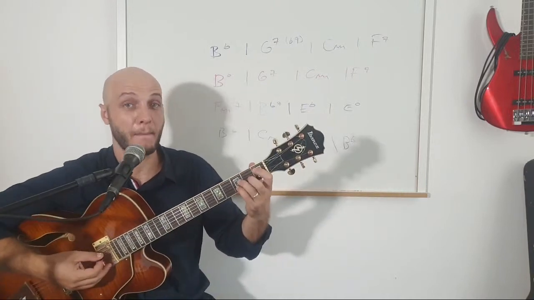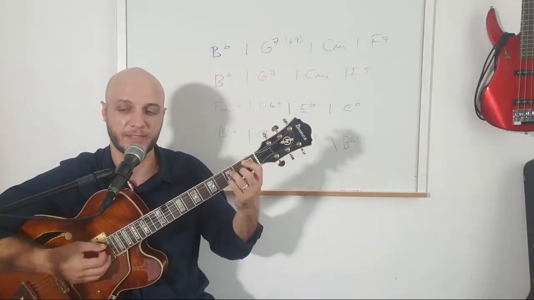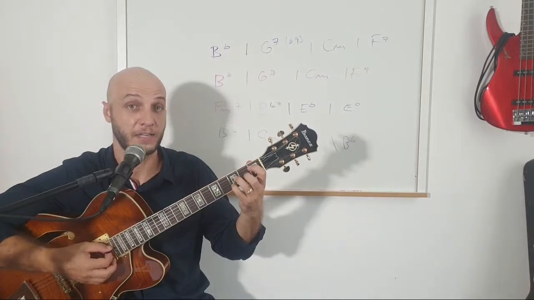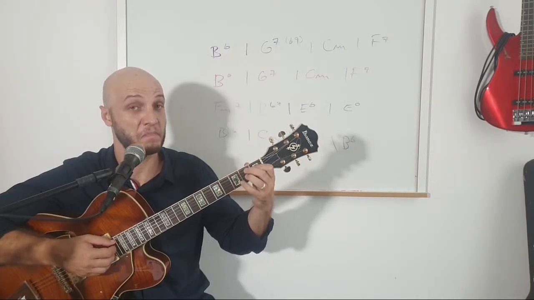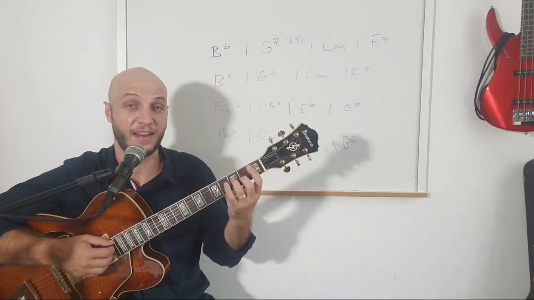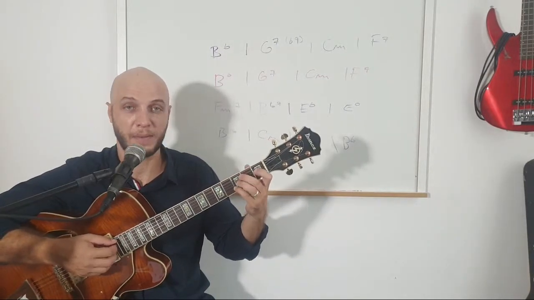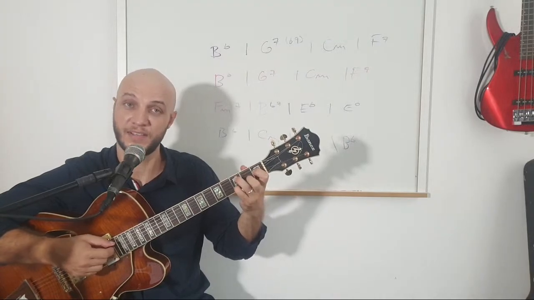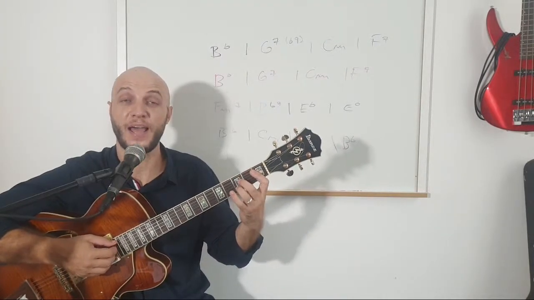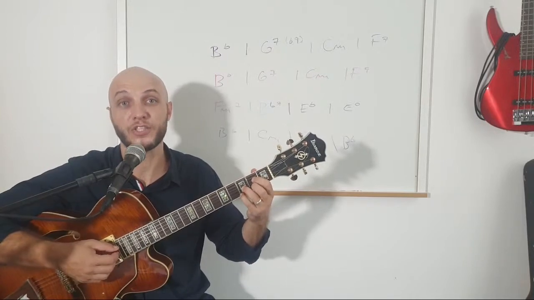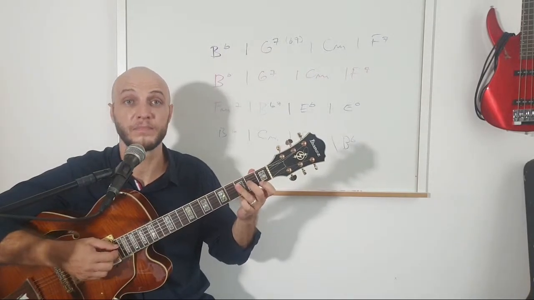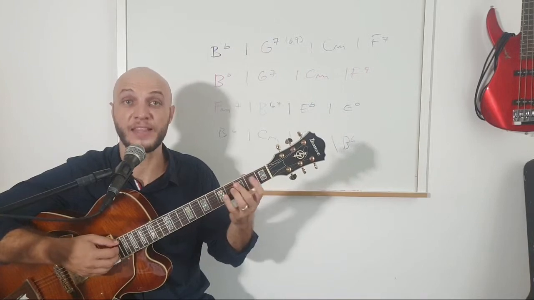So let's play all chords here on the first three frets. Let's see what happens. So I got B flat, G7, C, F7, B flat again, G7, C minor, F7, and then F minor, B flat, E flat, A flat major, E diminished, 1-5-1, and then again 1.